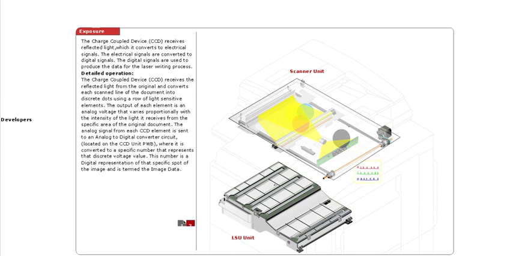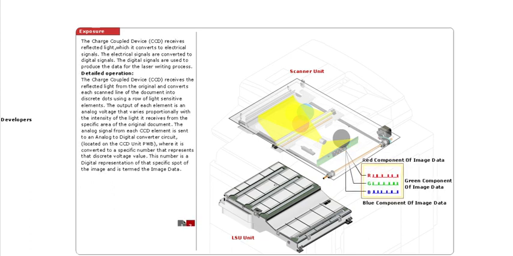The charge-coupled device, CCD, receives the reflected light, which it converts to electrical signals. The electrical signals are converted to digital signals. The digital signals are used to produce the data for the laser writing process.